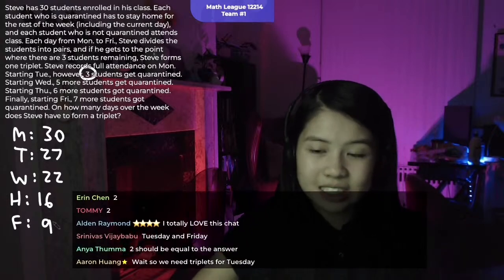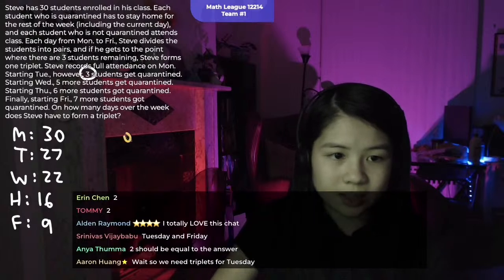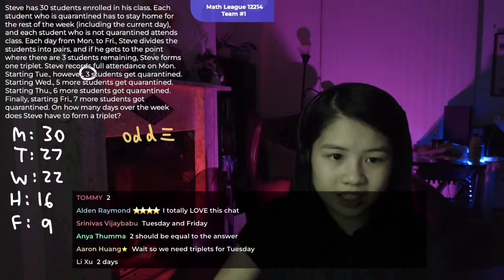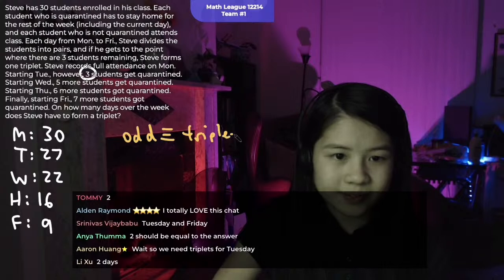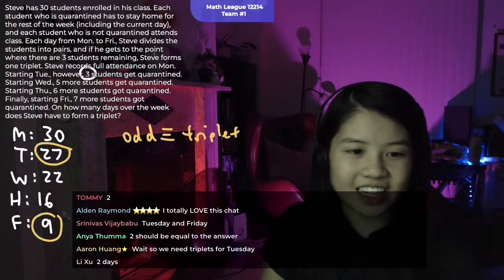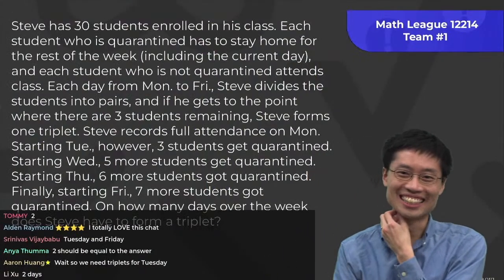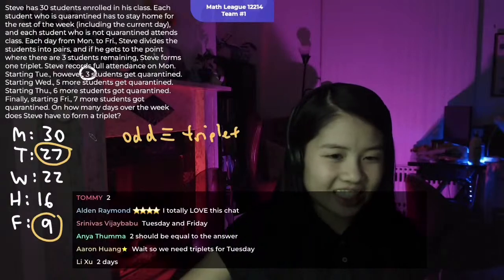Now all we need to look at is how many of them are odd, right? Because odd means triplet. Odd is equivalent to triplet. So I think that would just be this one and this one, right? So I guess it's 2. I hope that's right. Yeah, it looked way more complicated than it actually is.